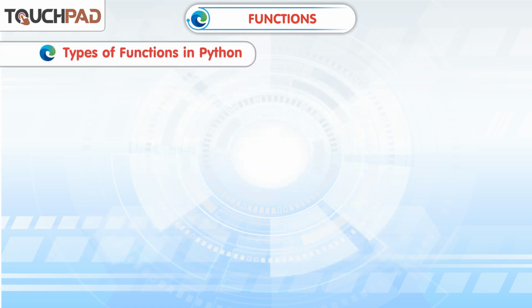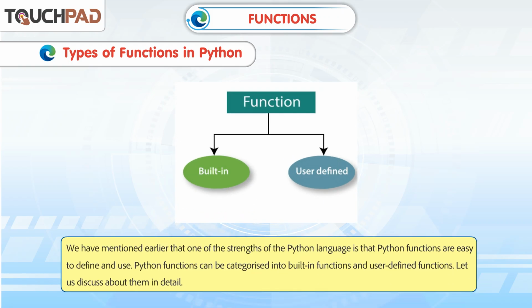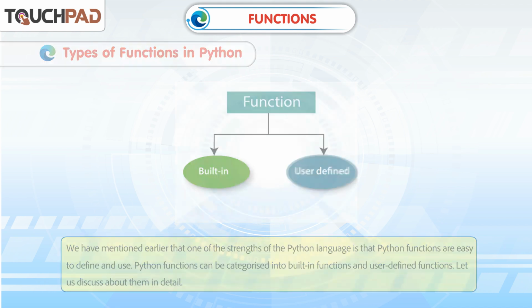Types of functions in Python. We have mentioned earlier that one of the strengths of the Python language is that Python functions are easy to define and use. Python functions can be categorized into built-in functions and user-defined functions. Let us discuss them in detail.